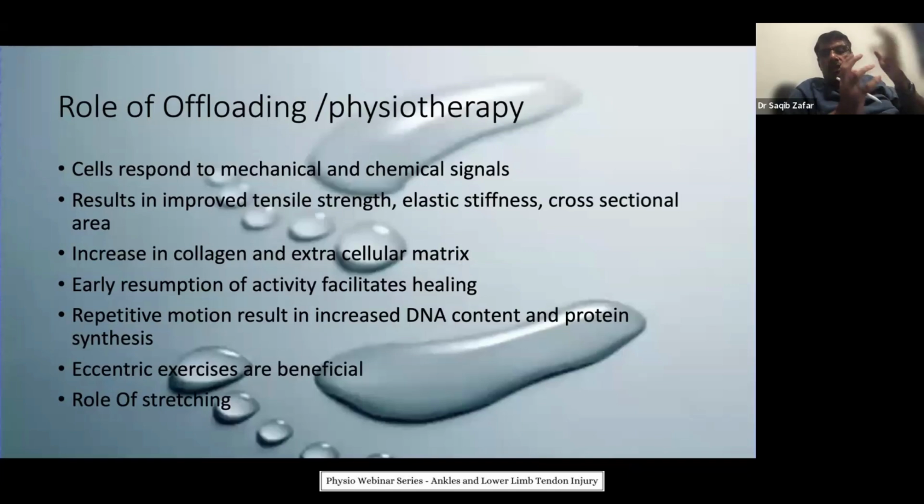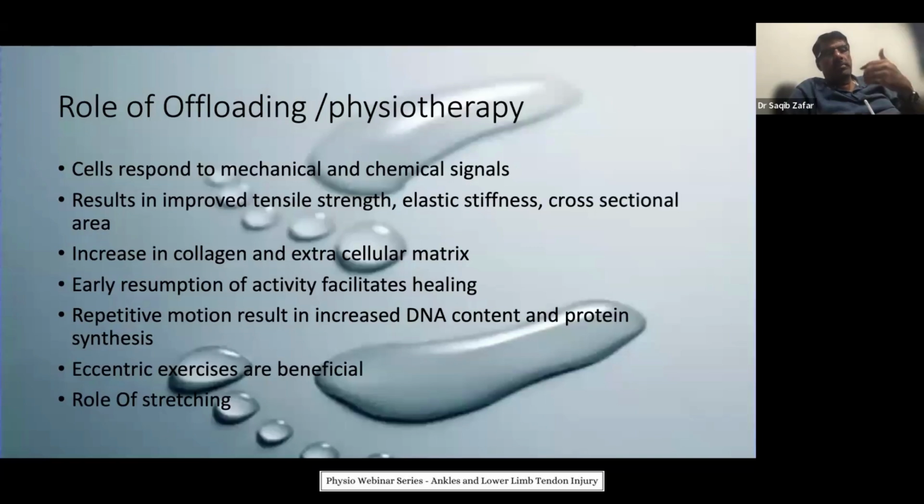And the cross-sectional area gets better with this response to mechanical and chemical signals. Their collagen improves, the quality of collagen improves, the quantity improves as well. And that's why the combination of these will result in early resumption of activity. And then there have been some studies at micro level that show that the DNA content increases in the cells, and in turn, the protein synthesis increases, which is all good. So all this is pointing towards better tissue within the tendon and less scar tissue.